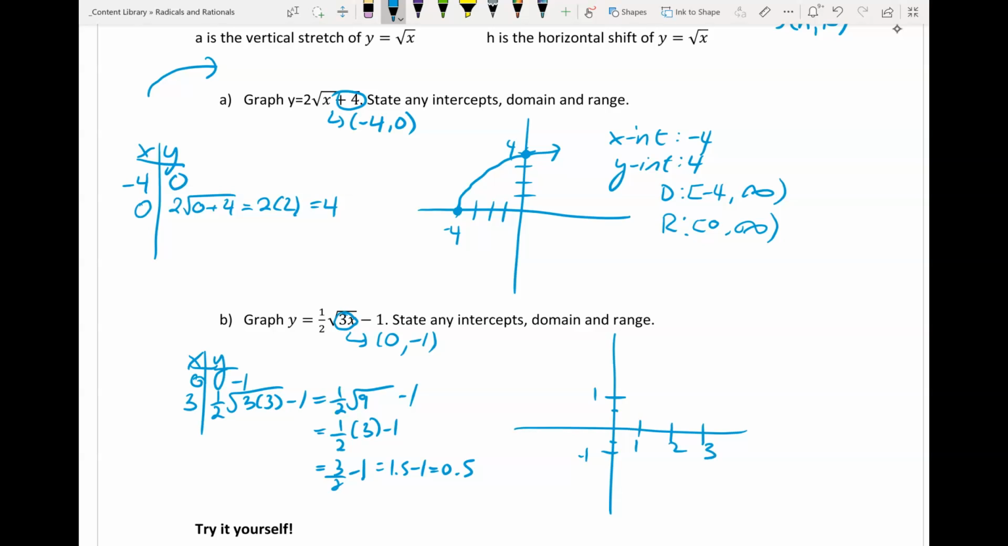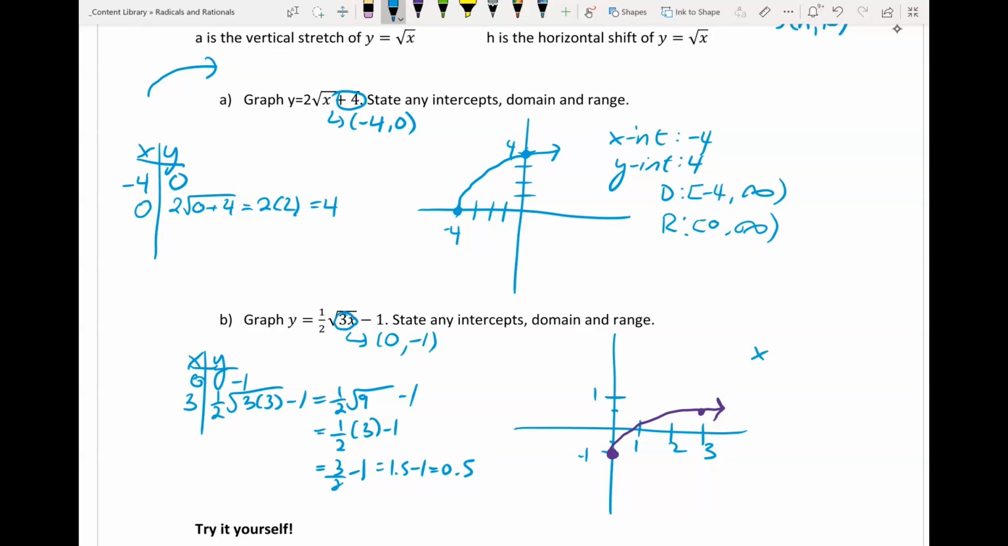Okay, so our starting point is at 0, negative 1. I'm going to start from here. Our second point is at 3, a half. And then we're going to connect those points by starting at our starting point to the next point, maintaining the same shape. Extend a bit and add the arrowhead.